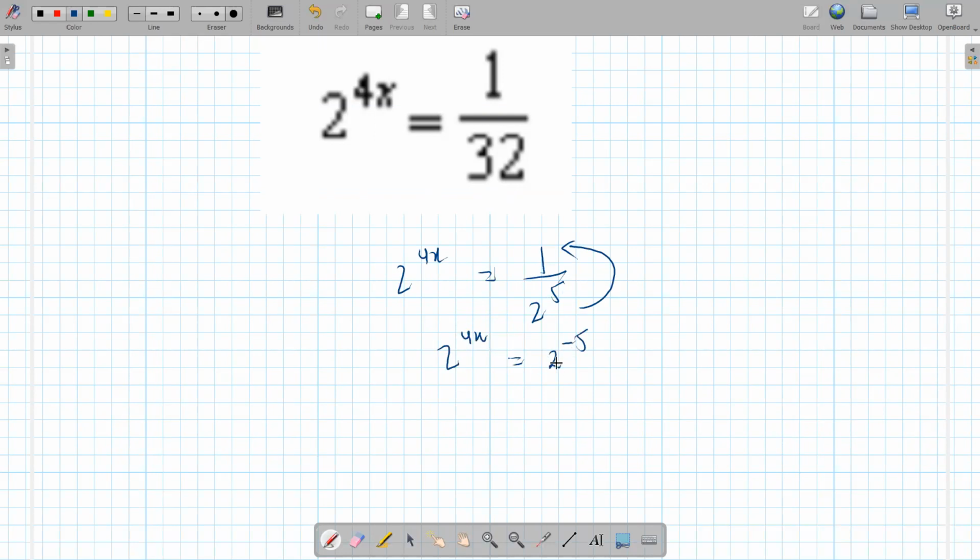2 to the power of -5. Yeah, then there you go. See, now there's only 2's on either side, 1 and 2. Now you can cancel them out because there's no plus business going on here. Only in cases like this can you cancel them out.